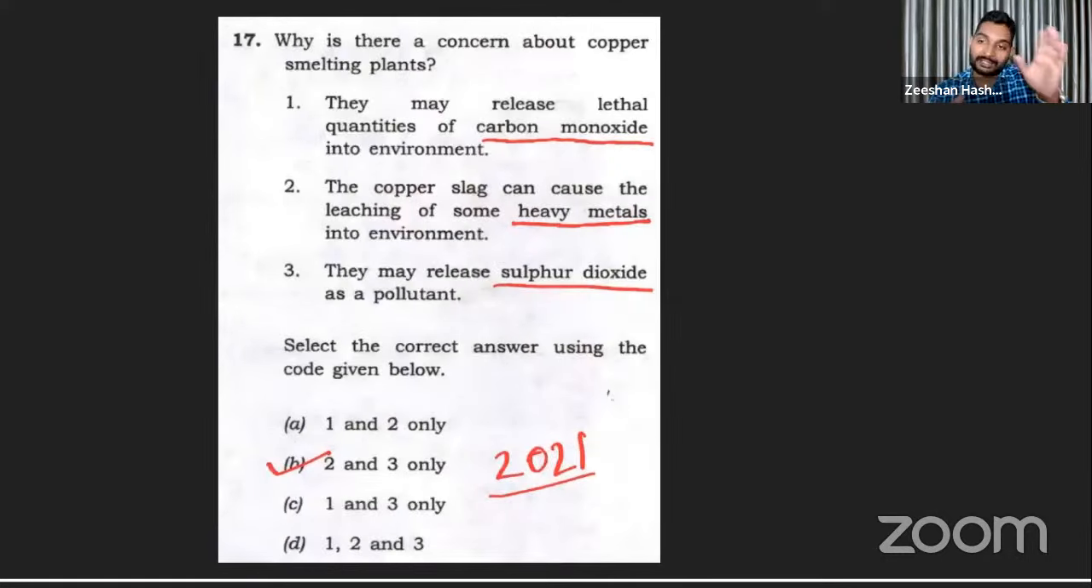In 2021, 2 years ago, there was this question on copper smelting plants. And statement 1 emphasized on carbon monoxide. Statement 2 emphasized on heavy metals coming out of those copper smelting plants. And statement 3 emphasized on sulfur dioxide. Here, we are not concerned with the correct answer, but we are concerned with the anchors, PYQ anchors being used.